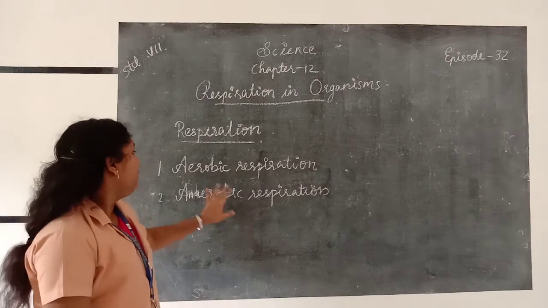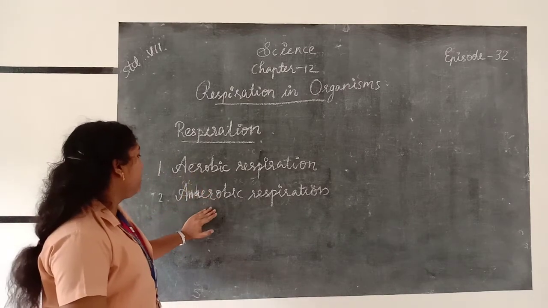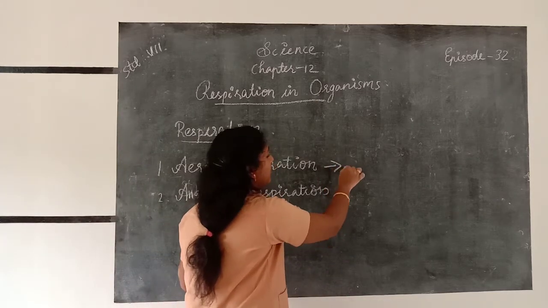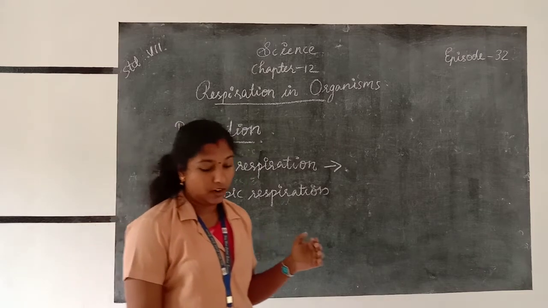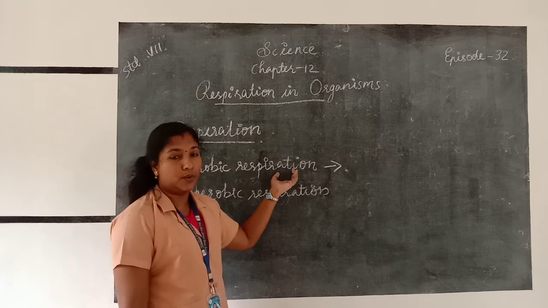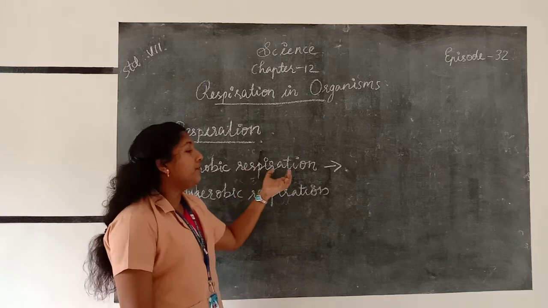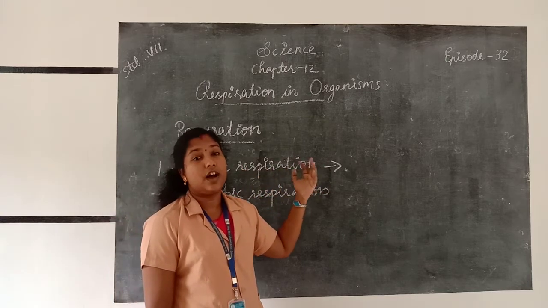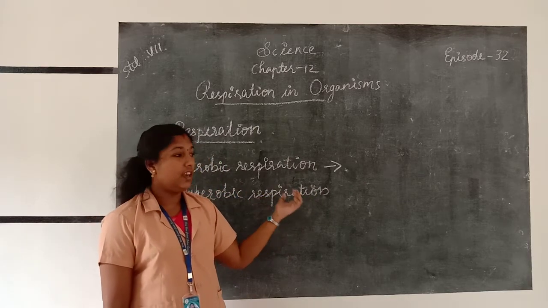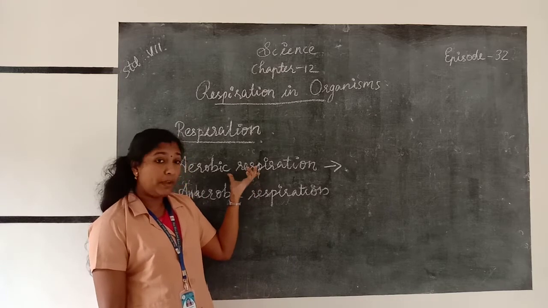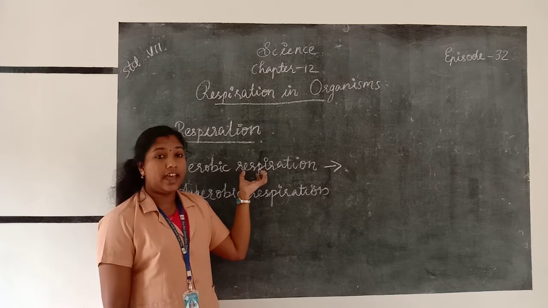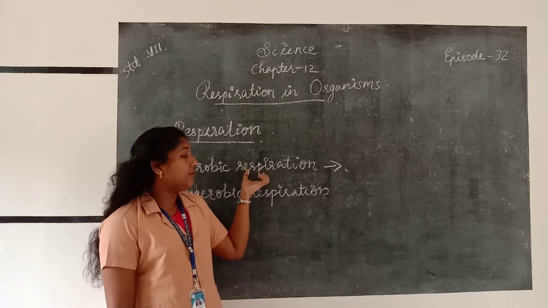First one, aerobic respiration. Second one, anaerobic respiration. Aerobic respiration means the breakdown of food, glucose. Food is in the form of glucose. So, the breakdown of glucose with the release of carbon dioxide and water with the help of oxygen is called aerobic respiration. With the help of air, we know that the air contains oxygen that we breathe.